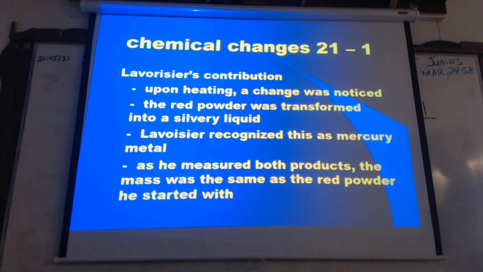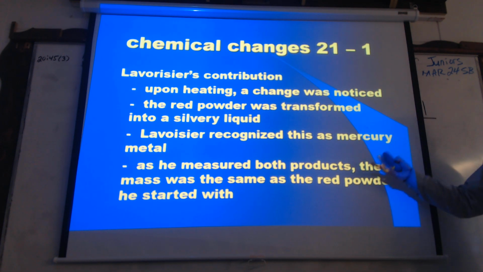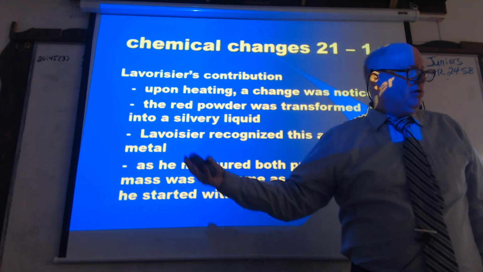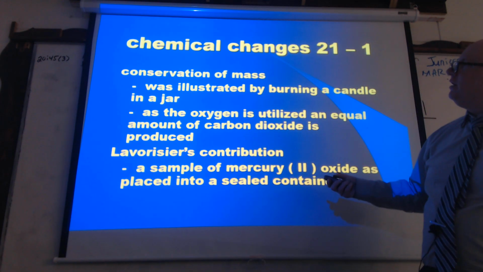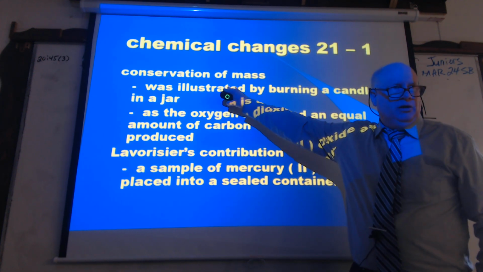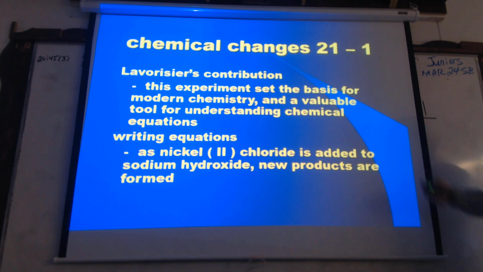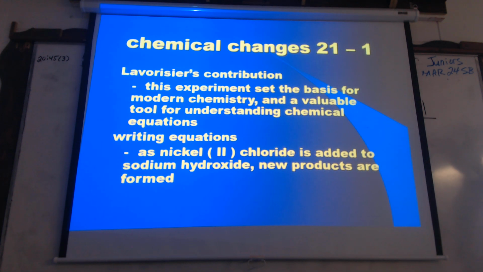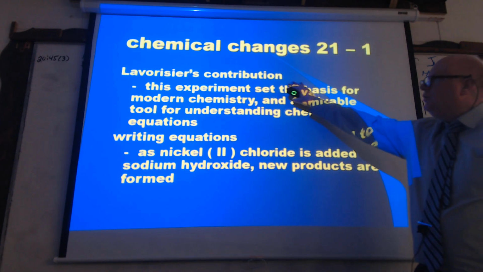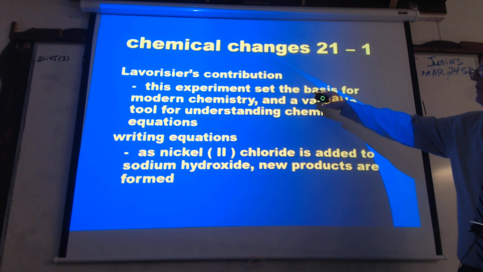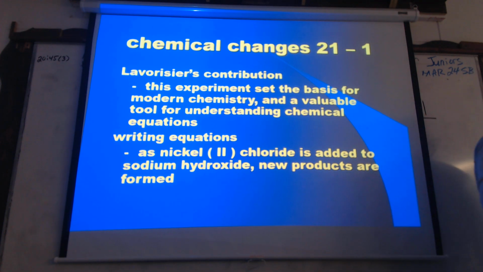So what would happen is that he measured both products, this liquidy or metallic-like substance, the mercury, and then it gave off oxygen as well. So what he started with will be the same as what he produced on the right side, because remember, that is talking about conservation of mass. We illustrated that yesterday. Okay. And the author chooses to say this experiment set the stage for what we now consider modern chemistry.